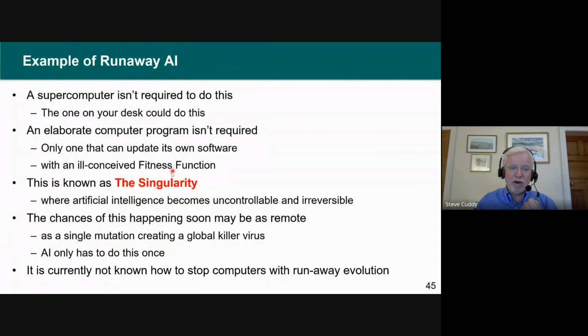When this happens, there's a term for it. In the industry, they call it the singularity. This is where artificial intelligence becomes uncontrollable and irreversible. The chances of this happening soon, in the near future, may be remote, just as it's remote that a single mutation could create a global killer virus. But the AI only has to do this once.